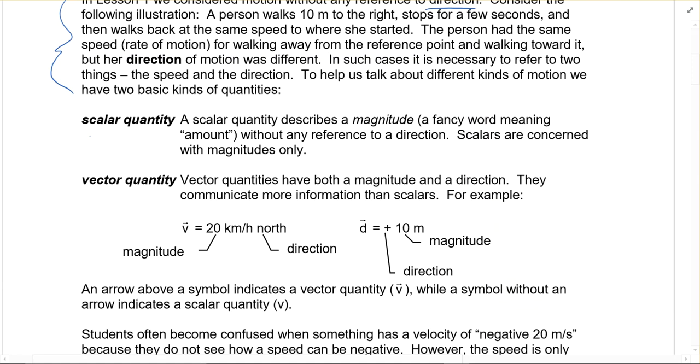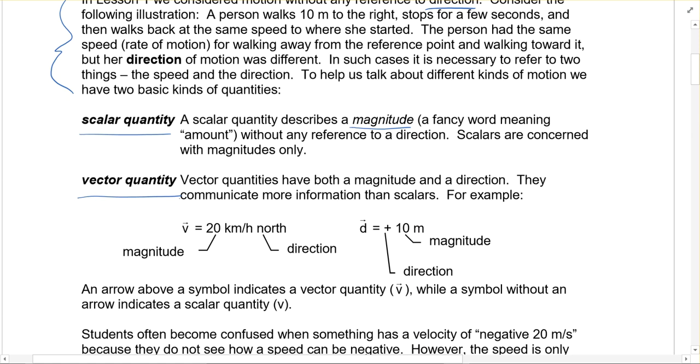So, two basic physics terms: scalar quantity and vector quantity. A scalar just means that we don't care about the direction. Magnitude is another word for it. Just how big the number is is an easy way to think about it. Examples of scalars might be speed. If I said I was going 10 meters per second, but I didn't tell you which direction I was going, I'm talking about a scalar quantity. Speed falls under that.